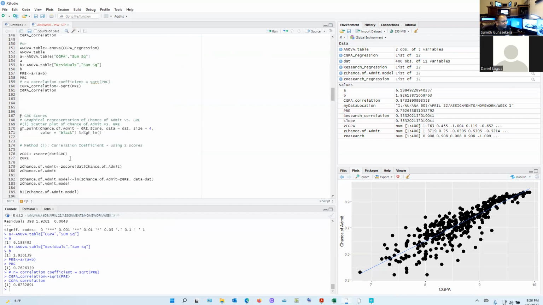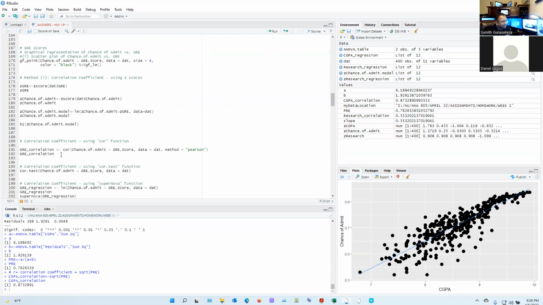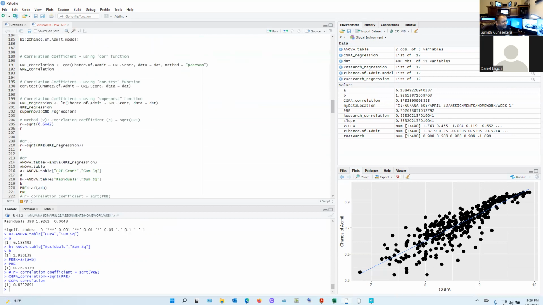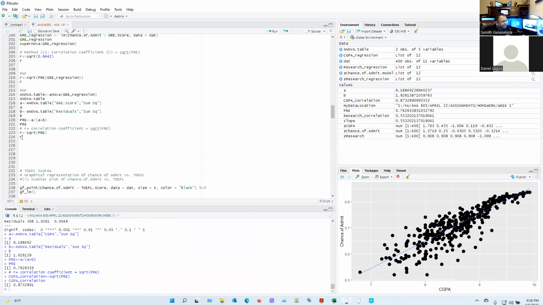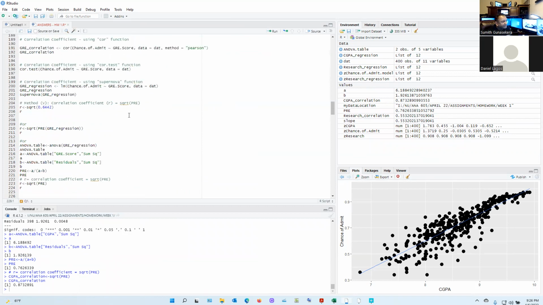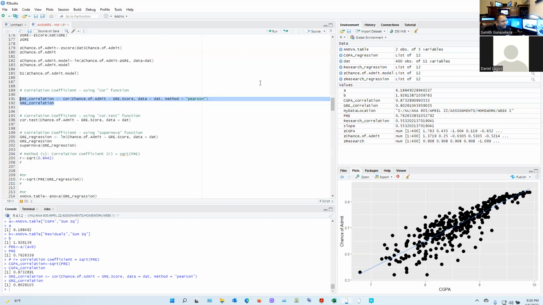In a similar fashion you can do this for the GRE score as well. You don't have to use all these methods, but I did. Later on, you can do the same thing for the TOEFL as well. Just pick one of the methods and have a look at it. See, for the 80 point something.